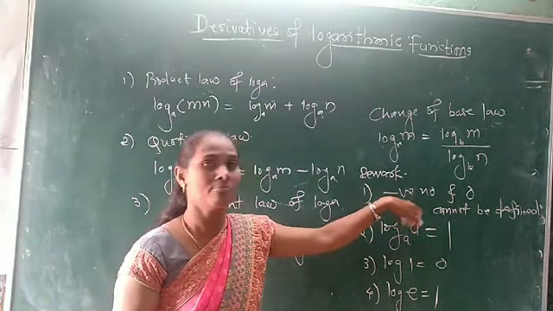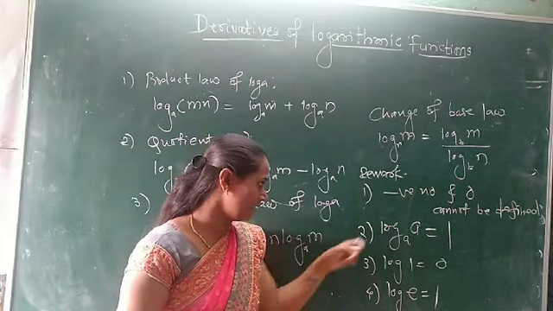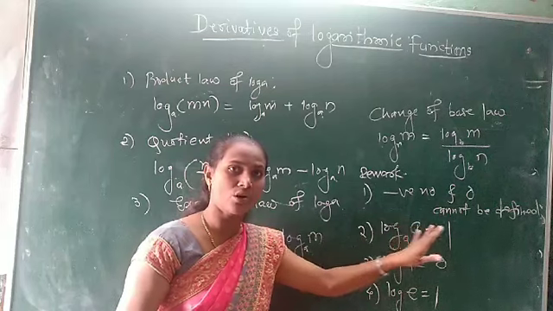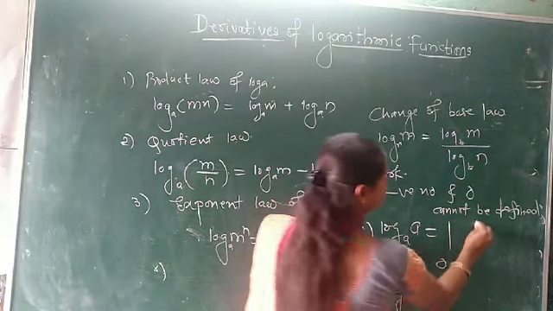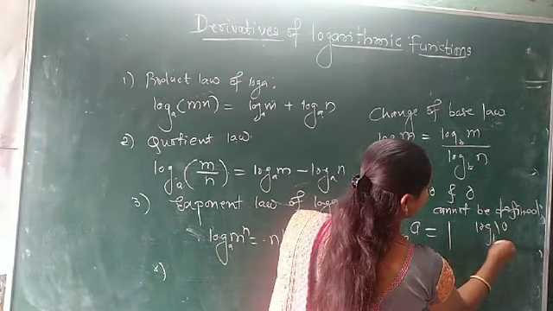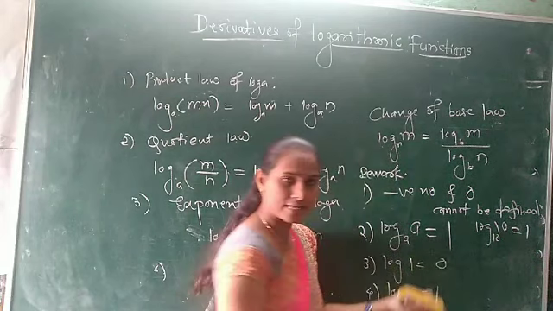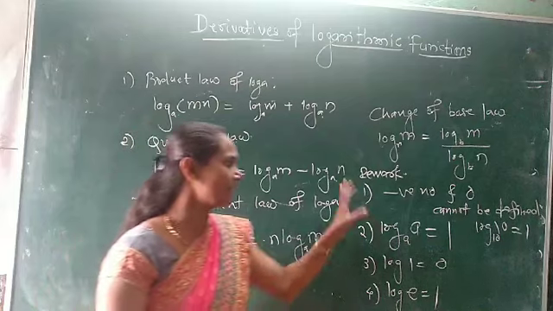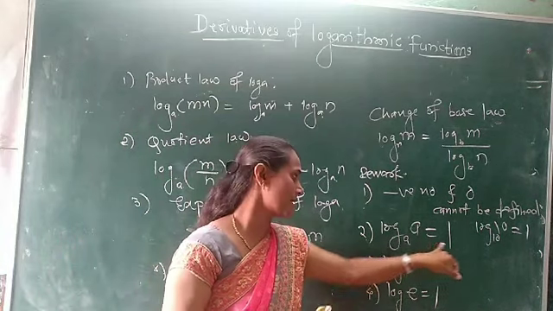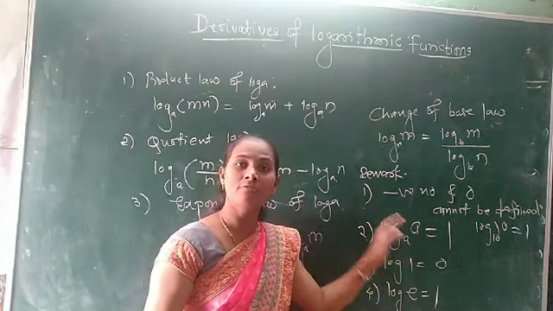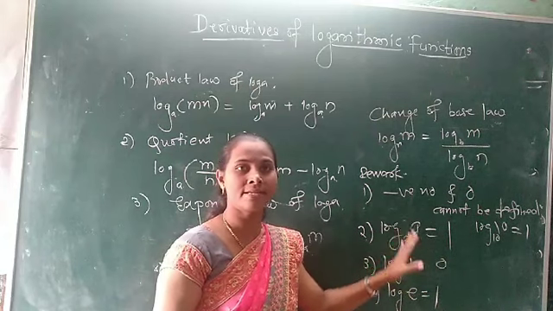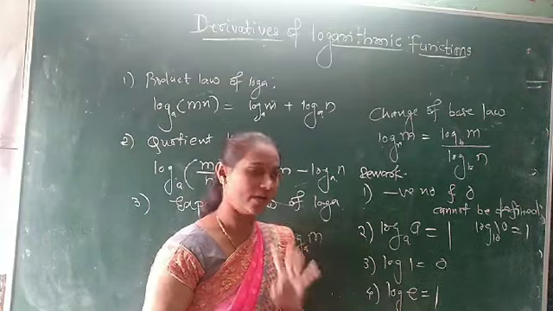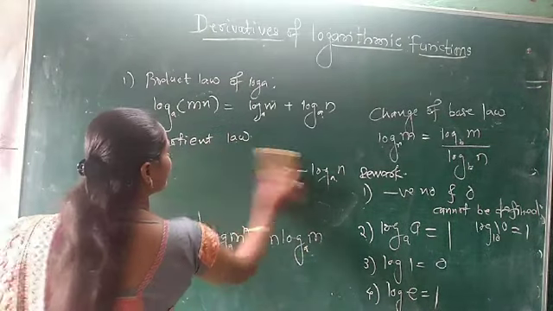Logarithm of a negative number and 0 cannot be defined. Logarithm of any number with its same base is always 1. For example, log 10 with base 10 is 1, log x with base x is equal to 1. Log 1 is always 0. And the value of log e is equal to 1. These four things are more important.